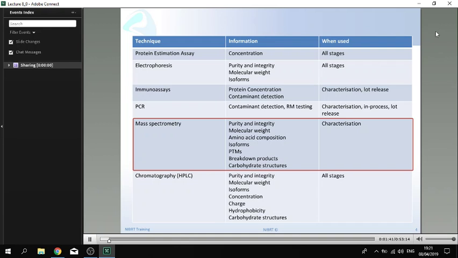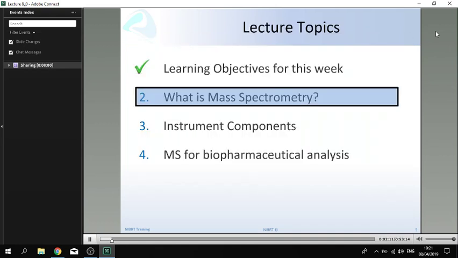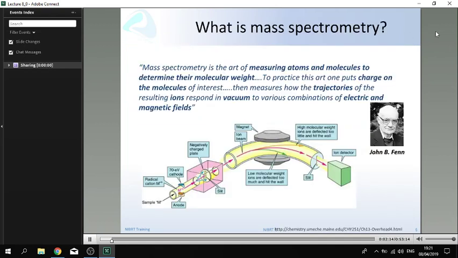Unfortunately, even though it's quite powerful, it is quite complex. The instruments are really expensive. The operators need to be highly trained in order to use it. And lots of methods are not as reproducible as they would like them to be for QC use. So mass spec is still not used as much in a QC lab, but is extensively used during characterization, and it's probably the most important technique that we have when we are characterizing our drug at the beginning of its lifetime. So what is mass spectrometry?